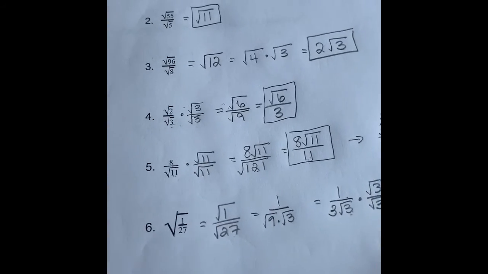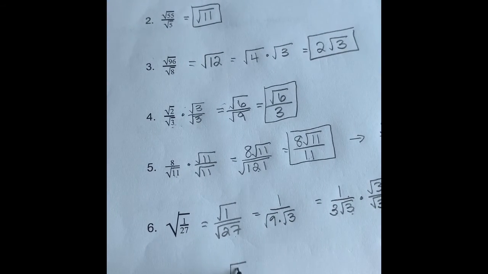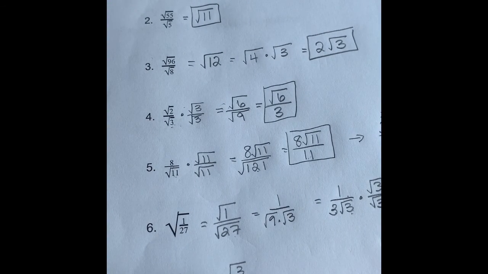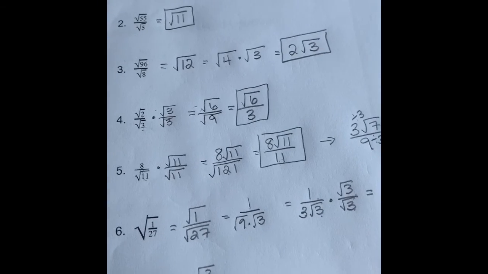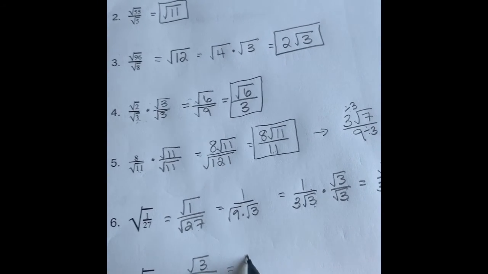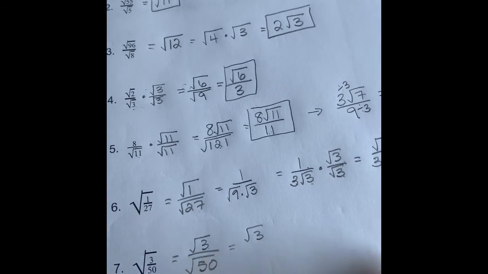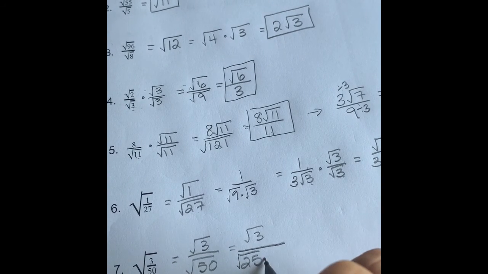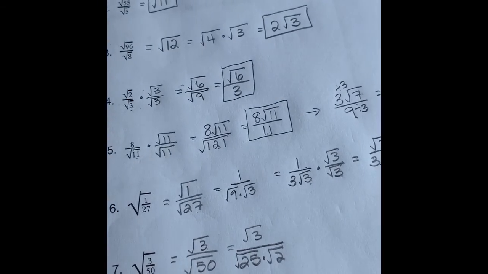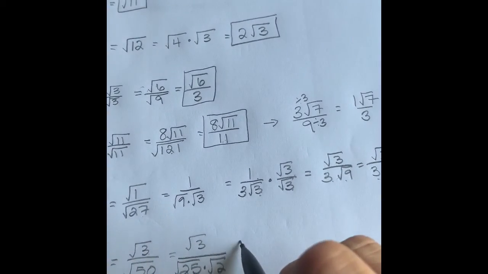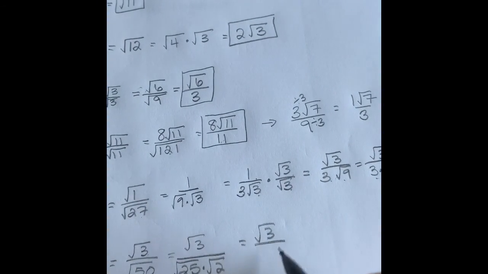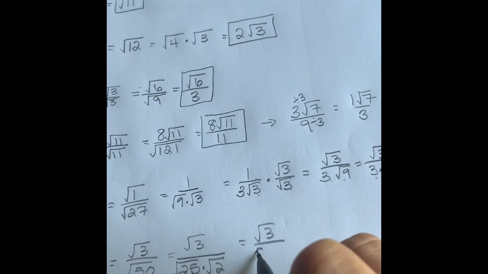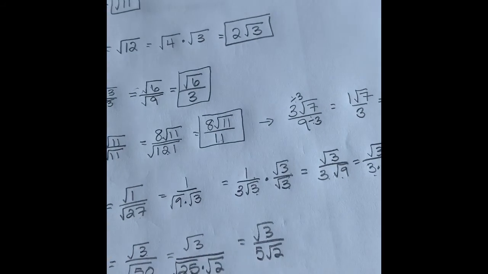On the last one, we're going to do the same thing. We're going to split this up into the square root of 3 over the square root of 50. We cannot simplify the square root of 3, so I'm going to leave that. But we can simplify the square root of 50. So we can split that into square root of 25 times 2. Carrying over the square root of 3 again. We know that the square root of 25 is 5. Carry over the square root of 2.